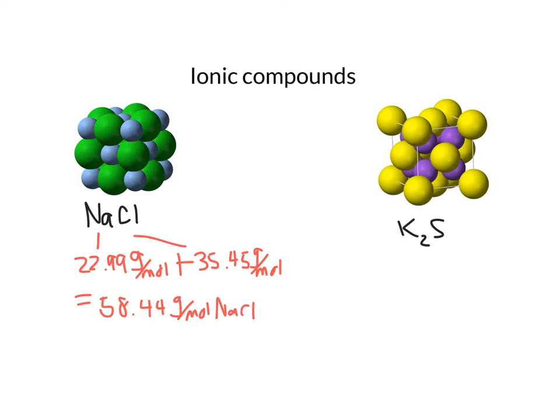Now it's your turn to calculate the molar mass of potassium sulfide. You should end up with 110.3 grams per mole.